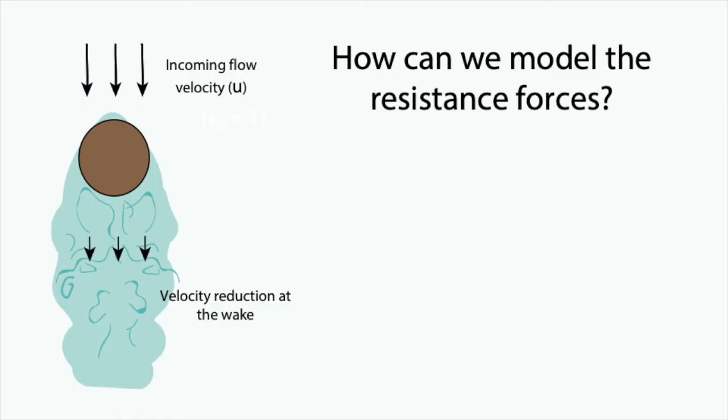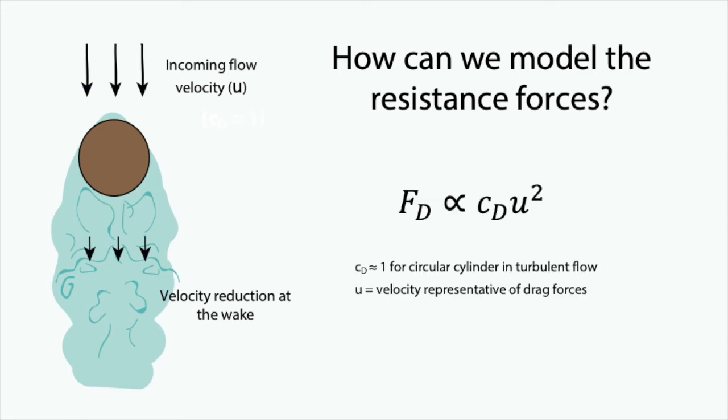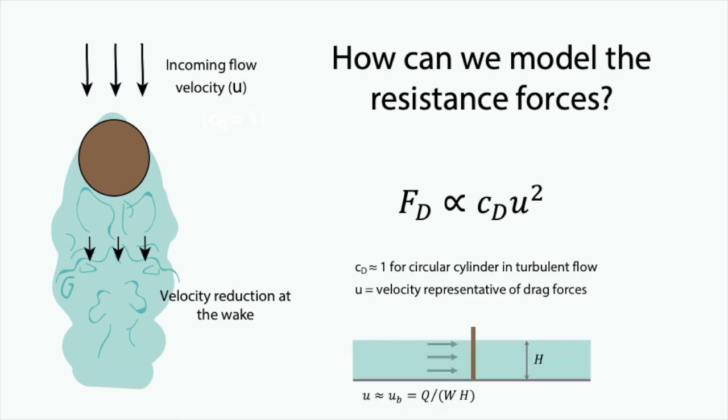The starting point of this model is the situation with one single cylinder, where an incoming flow experiences energy losses along the surface of a cylinder, which results in the formation of a wake where the velocities are lower. This difference in velocity causes a drag force acting on the cylinder, which is parameterized as a function of an empirical drag coefficient and a velocity representative of the drag forces. For a single cylinder in turbulent flow, this drag coefficient has a value of around 1. And the flow velocities can be determined, for instance, from the bulk velocities. For open channel flow, this could be calculated from the flow discharge and the cross-sectional flow area.